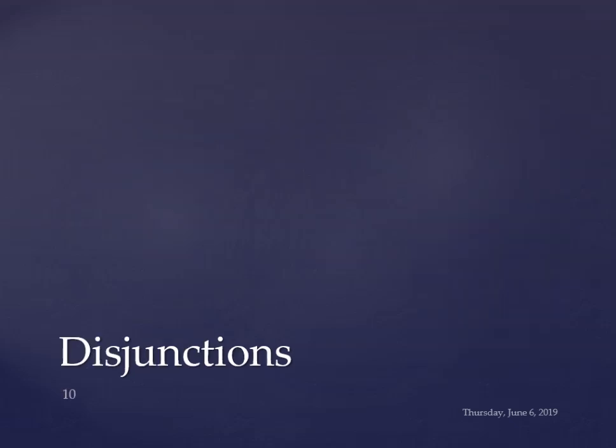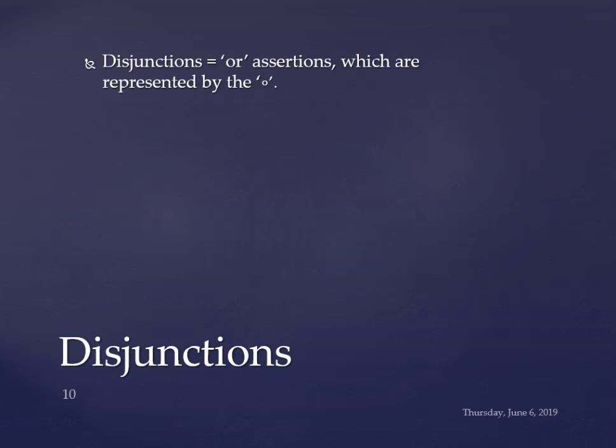Disjunctions, these are "or" assertions, and they are represented by the wedge. Now, one of the problems we have in TFL is that we have to make a decision because the word "or" in English is ambiguous. It has an inclusive sense and it has an exclusive sense.